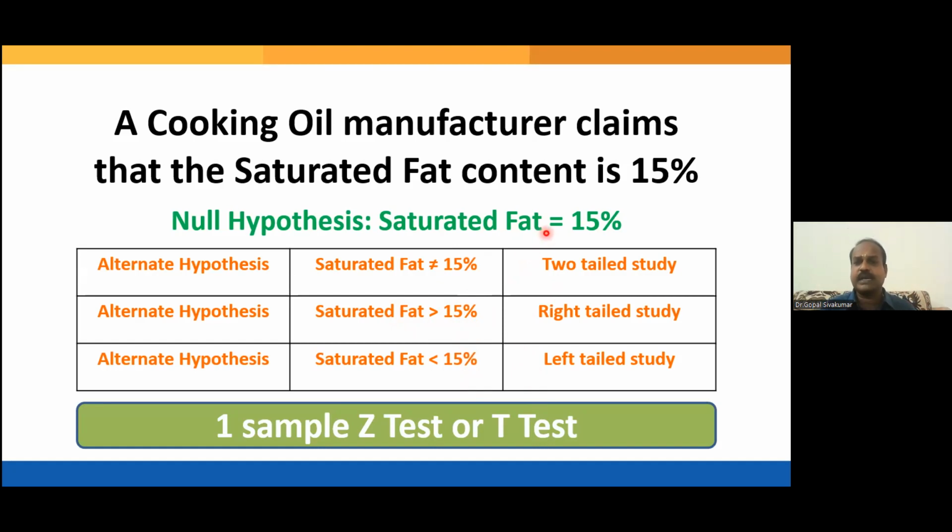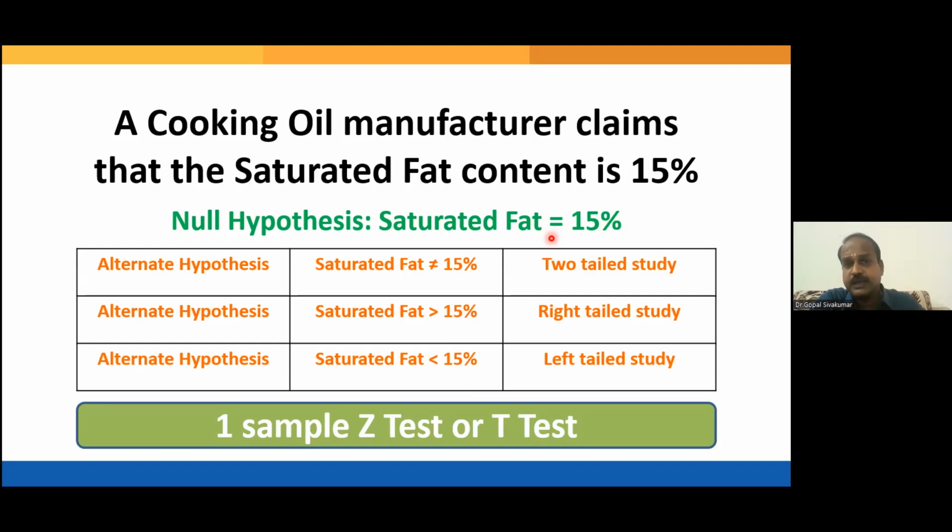And now tell me, saturated fat content, is it continuous data or discrete data? Continuous data. And now in order to understand whether the cooking oil is recommendable or not, you will take a sample of 10 or 20 bottles, isn't it? You will study 10 or 20 bottles. And then whenever you have multiple data, you take the average. Since the data is continuous, you take the average.